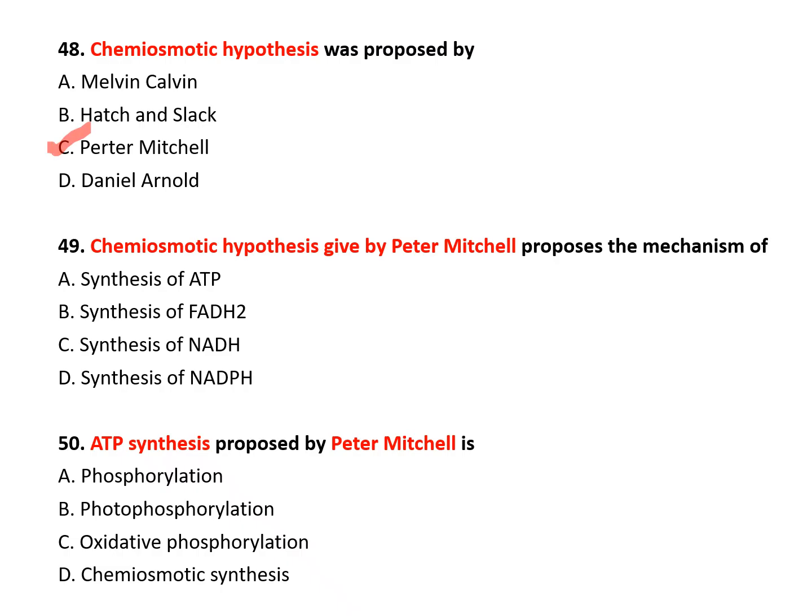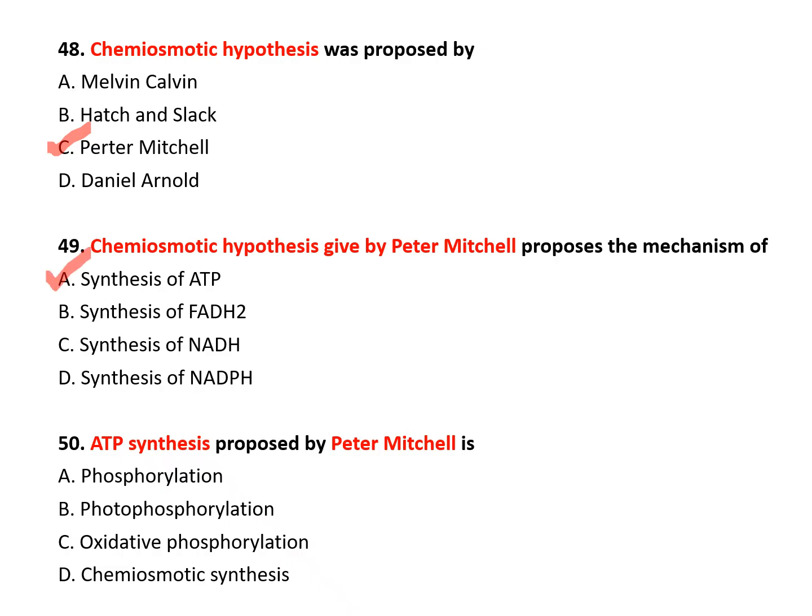The next question, number 49. The chemiosmotic hypothesis given by Peter Mitchell proposes the mechanism of: option A, synthesis of ATP; option B, synthesis of FADH2; option C, synthesis of NADH; option D, synthesis of NADPH. The correct answer is option A, synthesis of ATP.